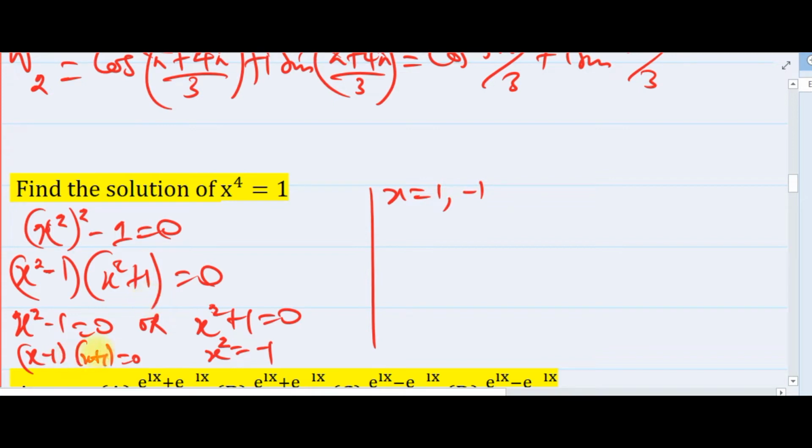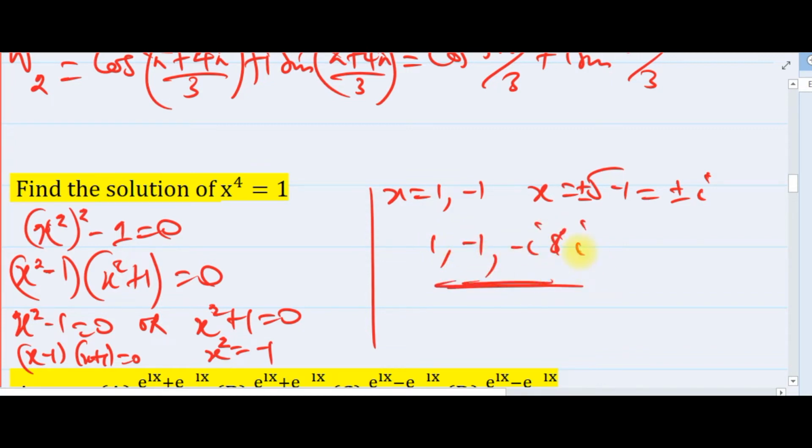That's equating the 2 to 0. For this one, x is now the square root of minus 1, plus or minus, which is plus or minus iota. That's i. So our answer is 1, minus 1, minus i and i. So that's our answer. It has 4 answers.